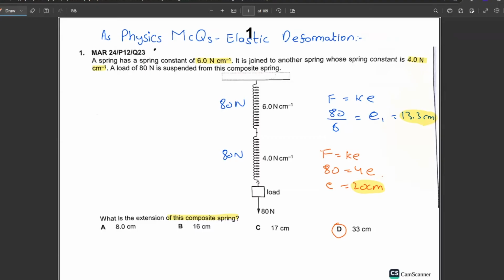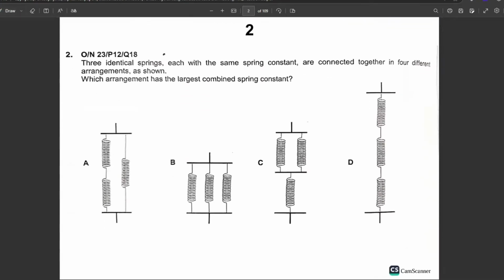D is your answer. And if you check the marking scheme that is attached in the description below as well, the answer will be D. Let's move on to here.